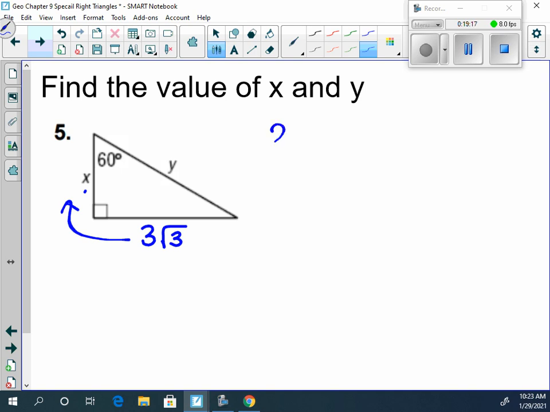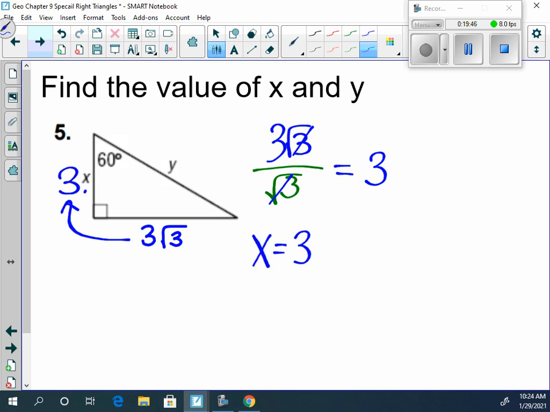So to undo that, I take 3 square root of 3 and do what? I'm going to divide it by the square root of 3, because I multiplied the shortest side by the square root of 3 to get to the side opposite 60 degrees. So to go backwards, I'm going to divide by the square root of 3. Well, everything divided by itself is 1. So the shortest side here is 3.